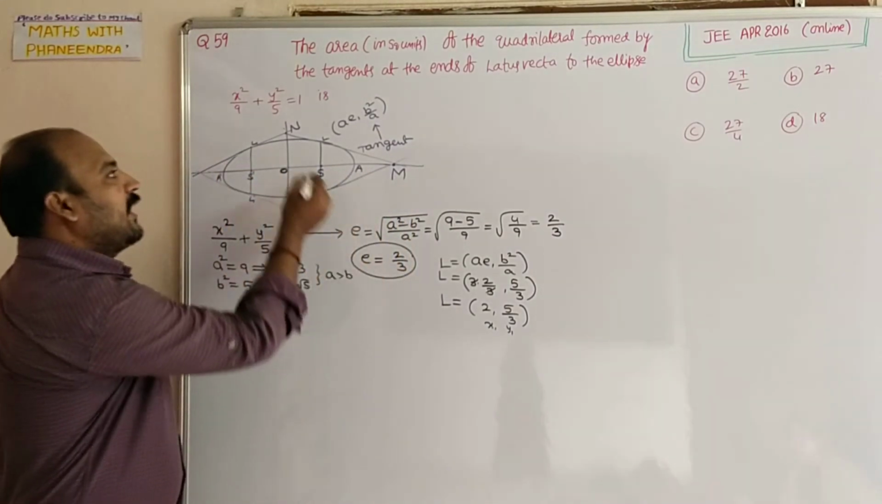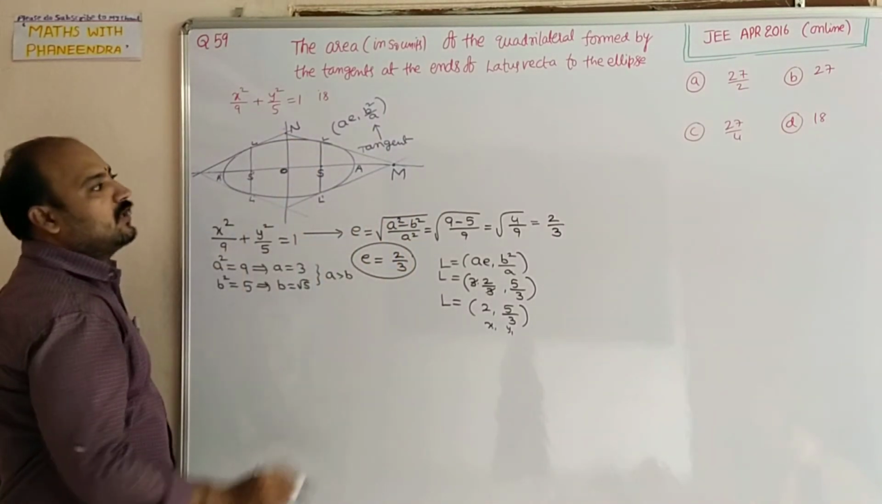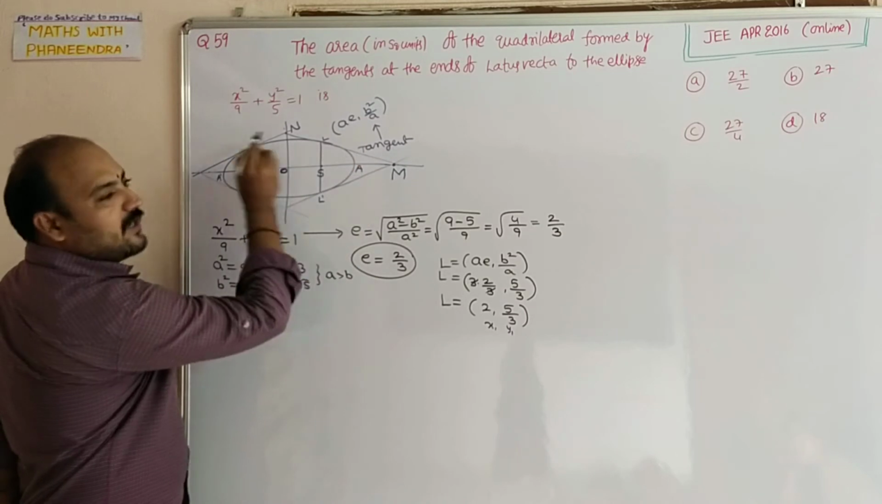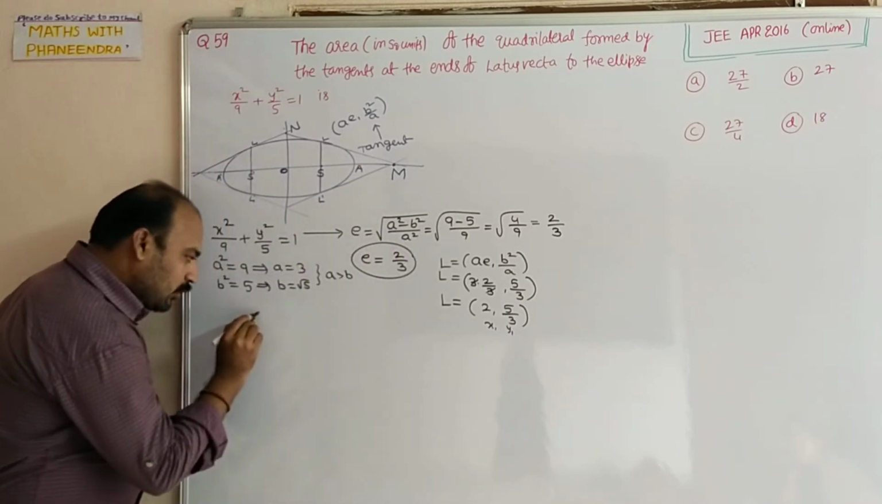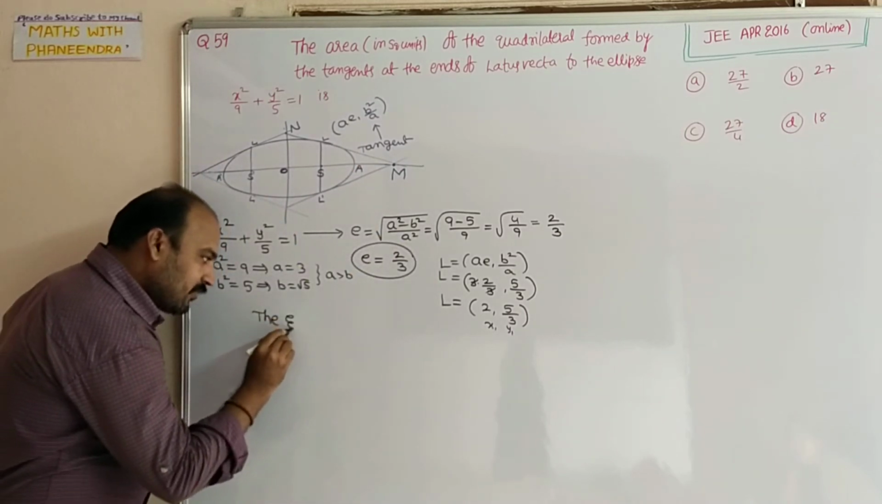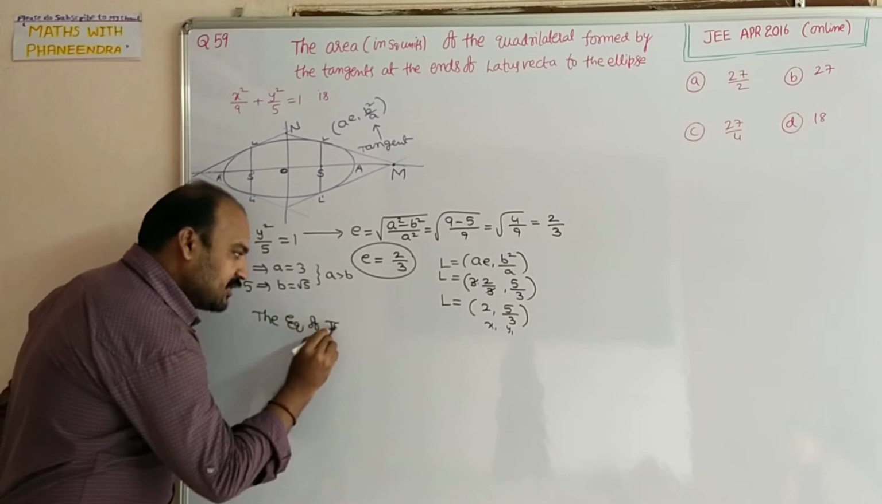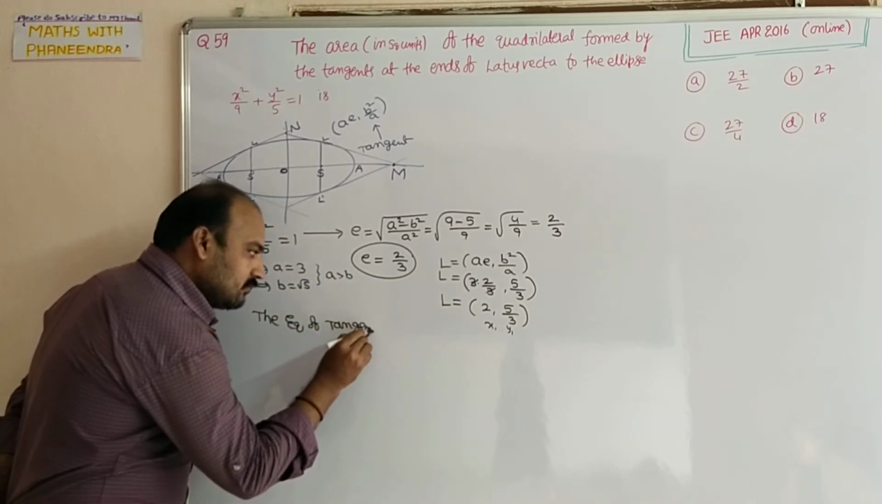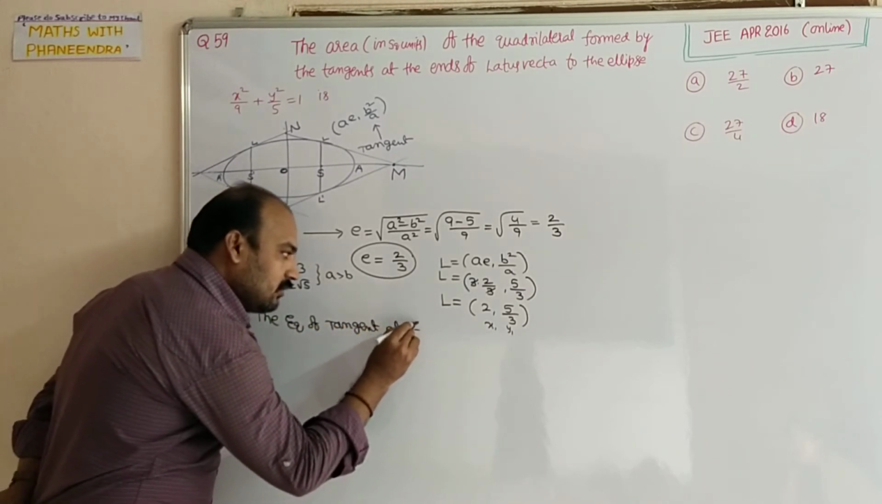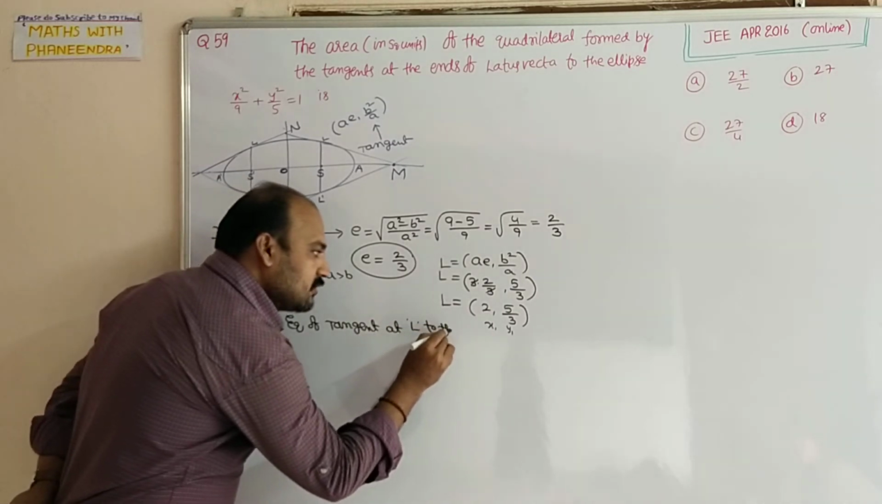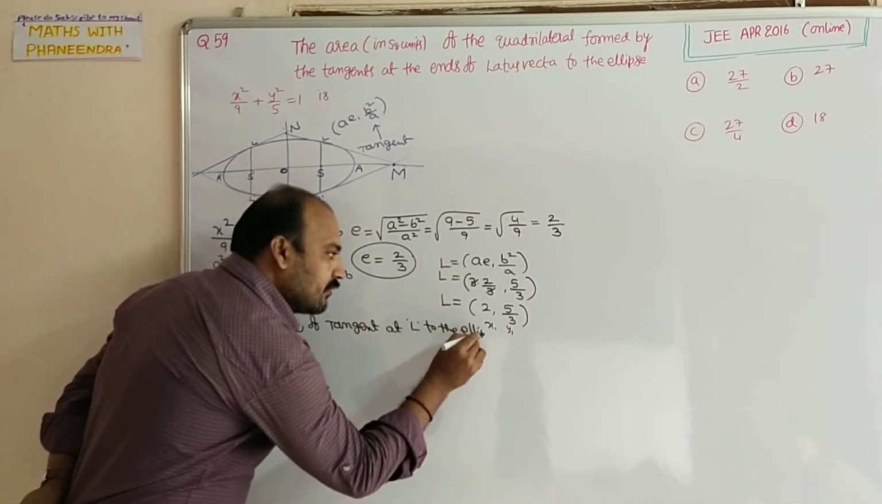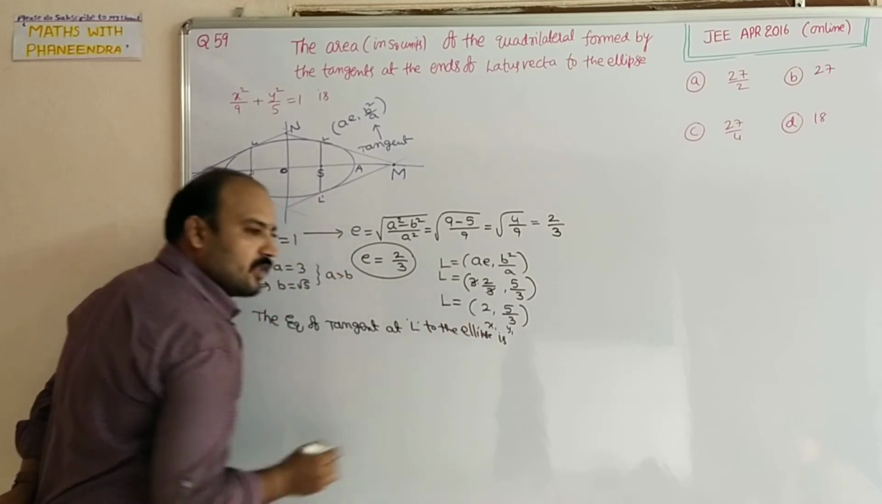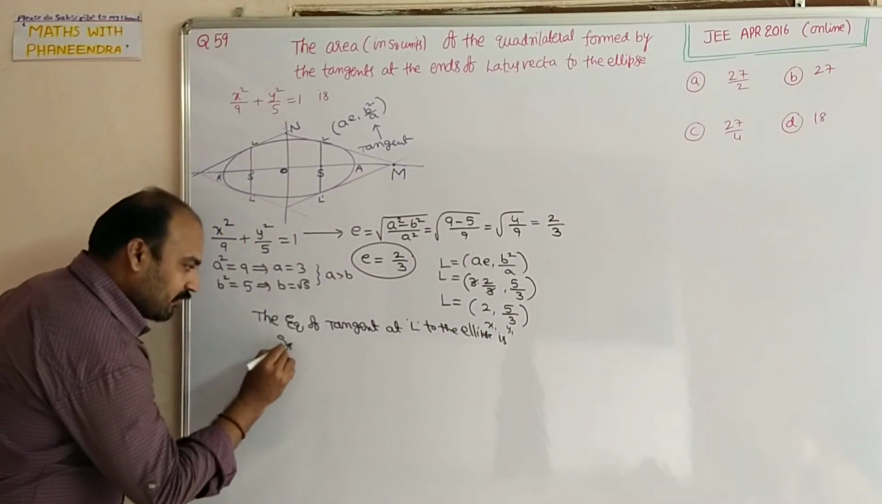At this point, calculate the tangent equation. That means MN is the tangent. So the equation of tangent at L to the ellipse is S1 equal to 0.